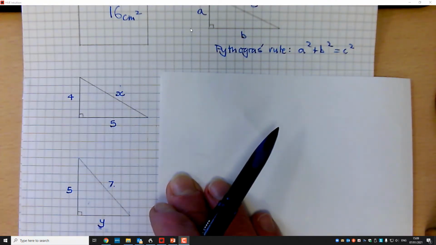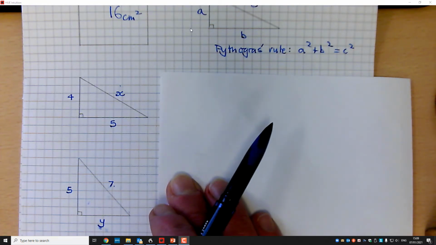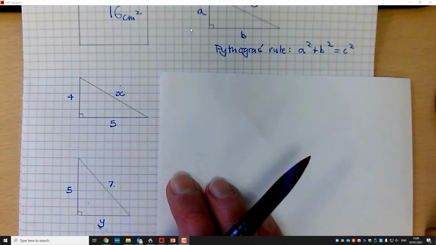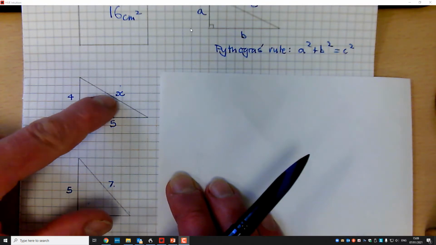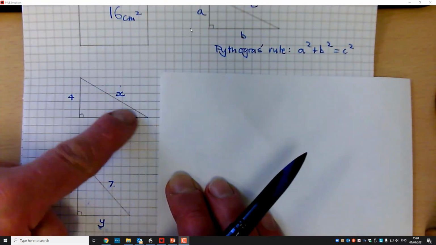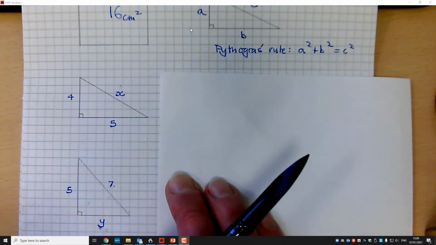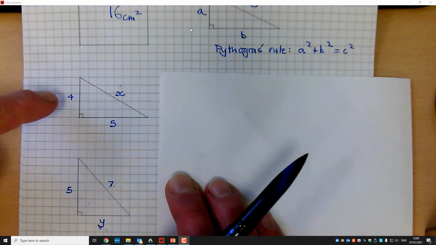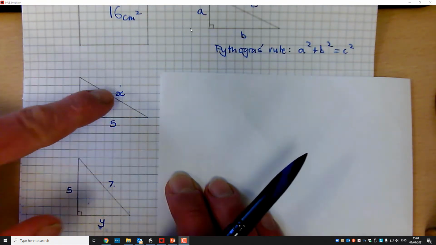So let's imagine we're going to look at that one there. First thing I would do before we go any further is have an idea about what that answer is going to be. This is 4 and this is 5 and this is the hypotenuse, the longest side. So I know that I'm expecting an answer that's bigger than 4 or 5 because it's the longest.